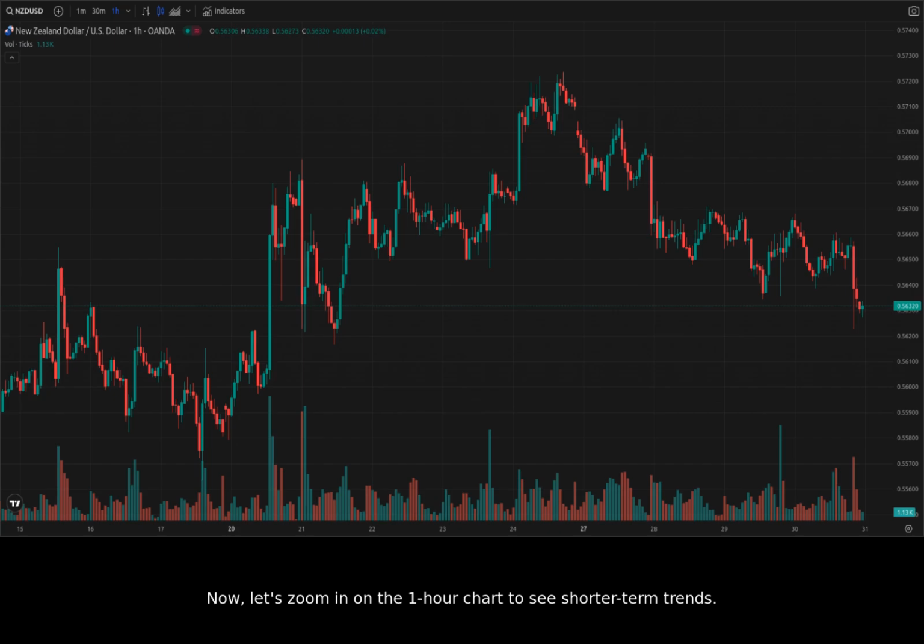Now, let's zoom in on the 1-hour chart to see shorter-term trends. The 1-hour timeframe shows considerable volatility in NZDUSD, reflecting the current market uncertainty. We can see a series of shorter-term support and resistance levels that have influenced price action in recent days.